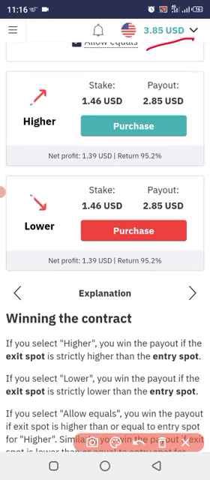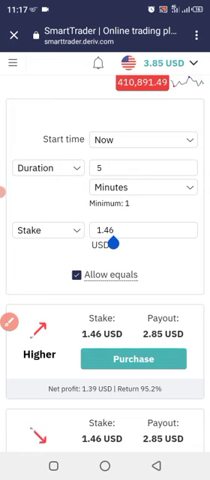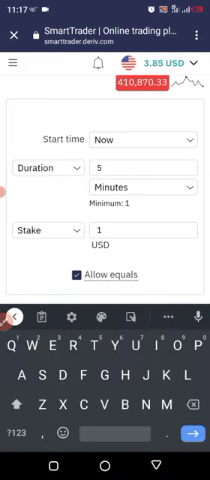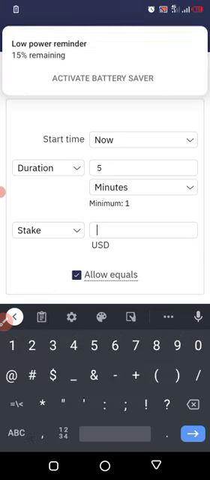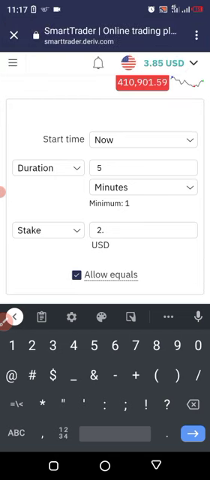Now I'm going to roll over this equity I just won. I'm going to roll it over so that my next trade will be on 2.85. That is it. My battery is low. My next trade will be 2.85.